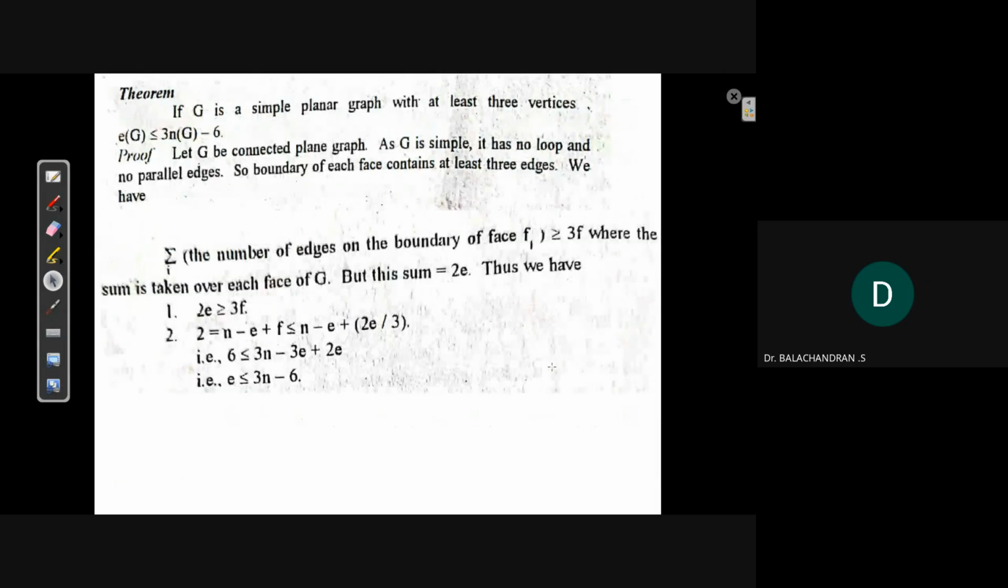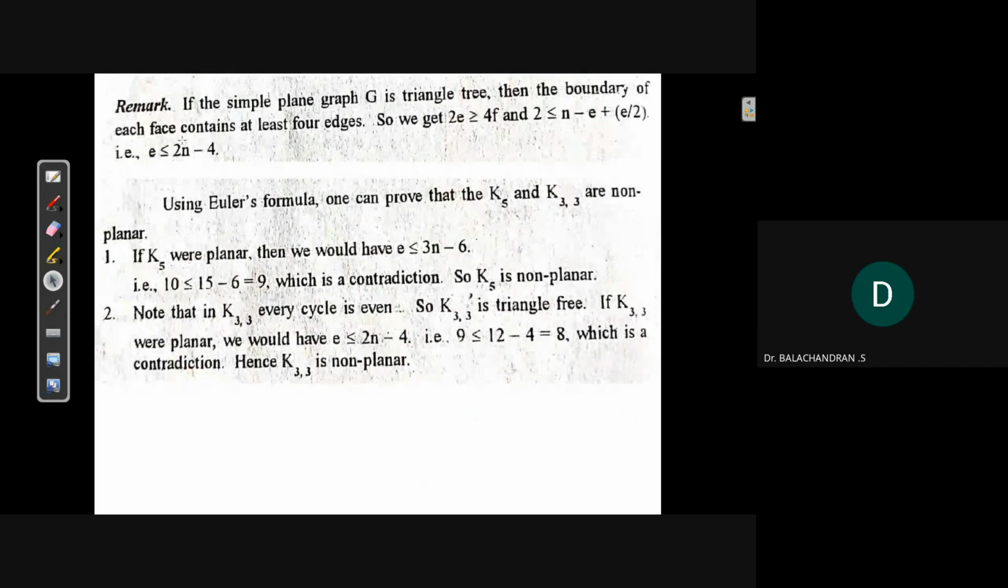So this result: if it is planar, then the number of edges is less than or equal to 3n minus 6. So if planar implies this, this inequality should be satisfied. Suppose I assume K5 is planar. Then the number of edges in K5 should be less than or equal to 3n minus 6, where n is the number of vertices in K5.